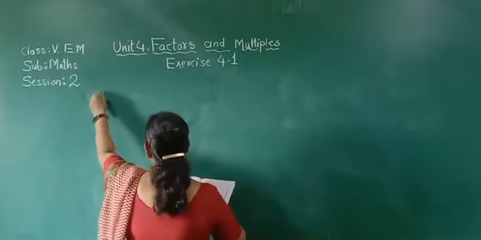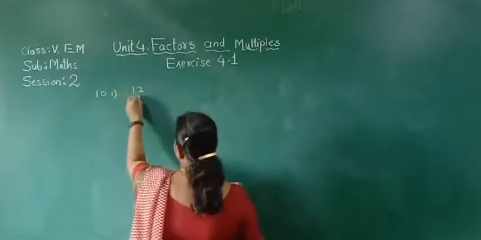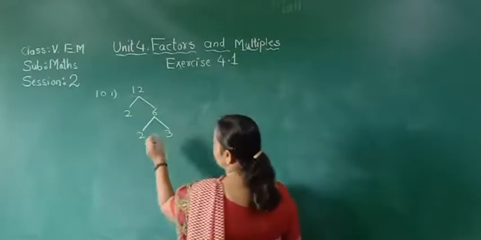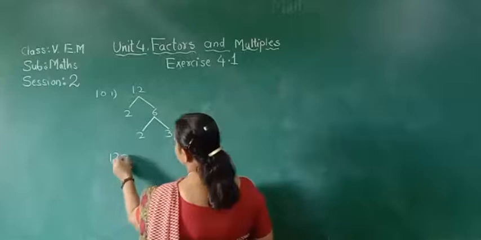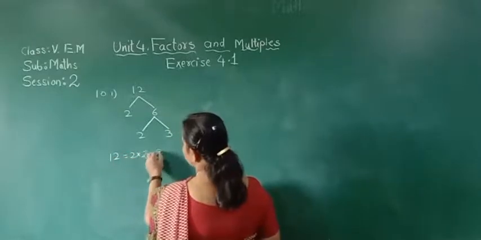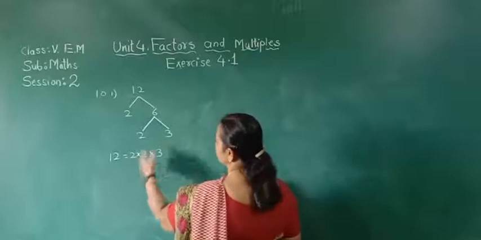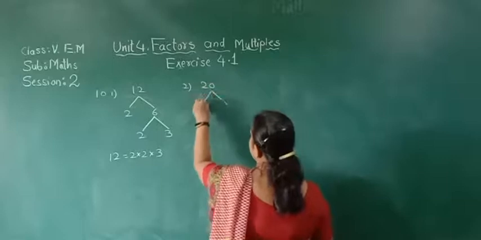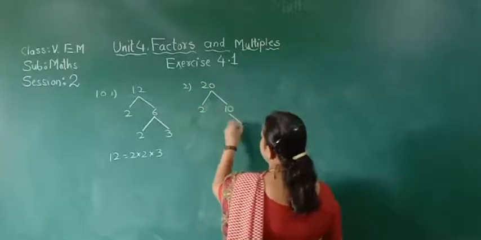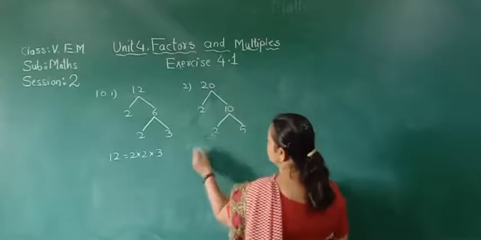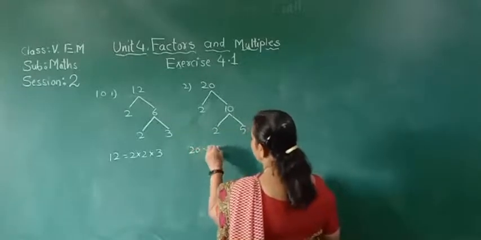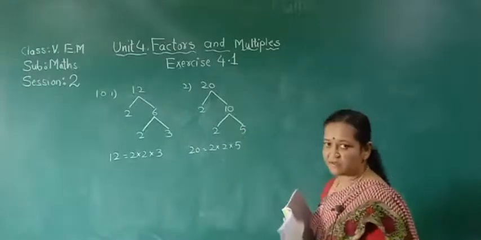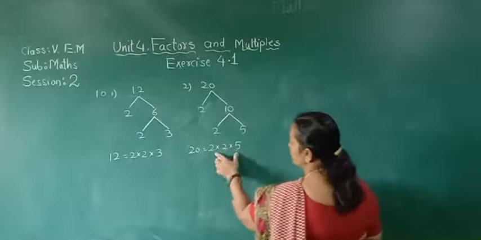First one, 10th main first question, it is 12. So here 2 6s are 12. Then this 6, 2 3s are 6. So here 12 is equal to 2 into 2 into 3. 2 2s are 4, 4 3s are 12. Then second one, it is 20. So this 20 we can write 2 10s are, and 10 we can write 2 5s are. So 20 is equal to 2 into 2 into 5. Okay, so last you should write multiples of 20. Which are the multiples? By multiplying we get 20.